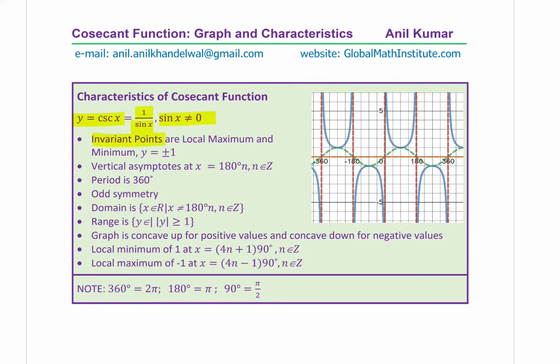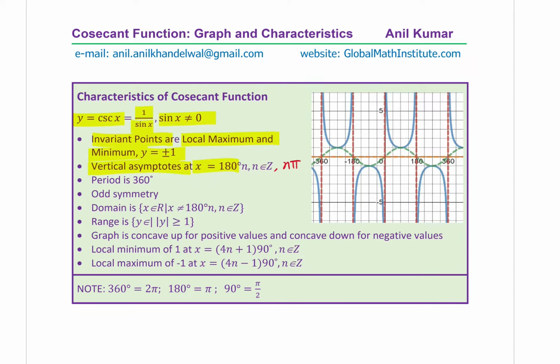So the invariant points are actually the local maximum and local minimum in the case of the sine function. They remain local maximum and minimum in the case of the inverse function also. These are also the invariant points where the y value is plus minus 1. The vertical asymptotes will occur at the zeros of sine function, which is 180n. So if you're working in radians, then it will be n pi, correct?